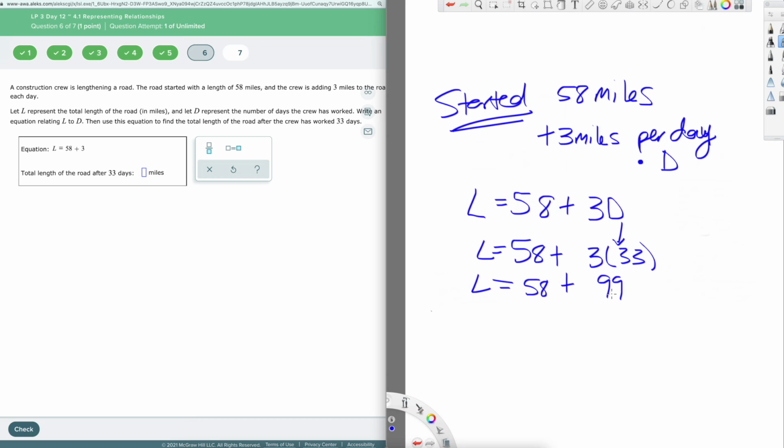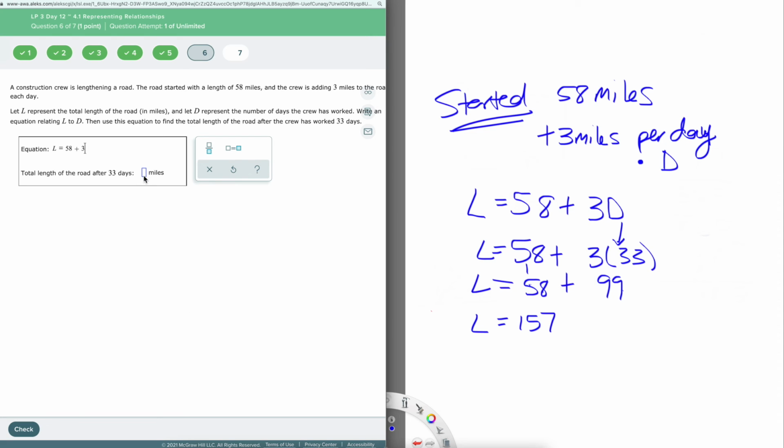So let's see. We get 17. And then we get 15. I just did that kind of quickly, but I did 8 plus 9 is 17. 9 plus 5 plus 1 is 15. So the total length of the road is 157 miles now. They're working pretty darn quick there.